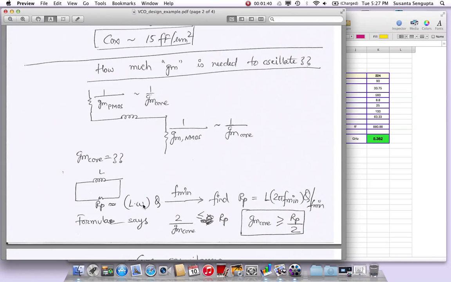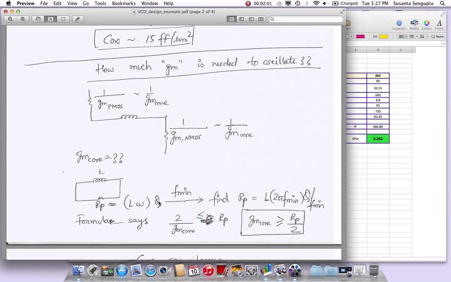Omega is 2 pi f, the frequency of oscillation, times Q at that frequency. Q is also not fixed, but dependent on the frequency. If you look at this formula, in most inductors, at a lower frequency, which is what I've seen as F min, the Q of the inductor is also low, meaning the inductor is more lossy at lower frequency.